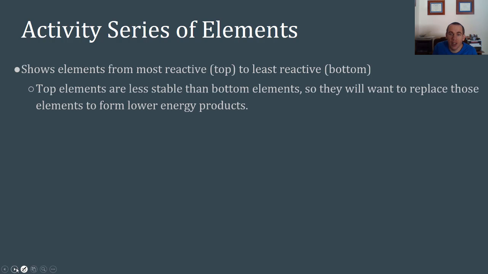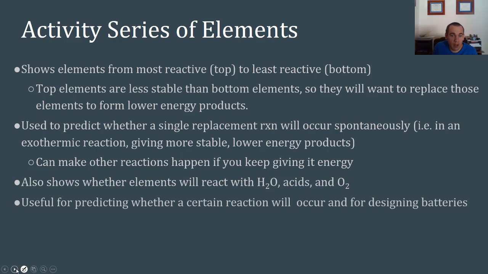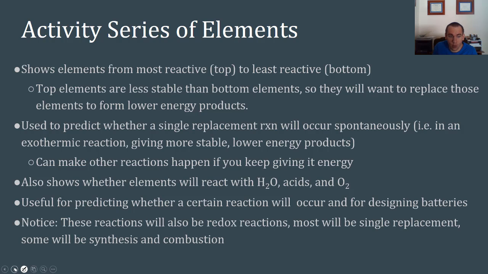So top elements are less stable, and so they will replace elements lower on the series. And with this, we can decide whether or not reactions are going to occur. Most of these reactions we're looking at are single replacement reactions. Some of them are combustion, some of them are acid-base reactions. All of them are redox reactions.